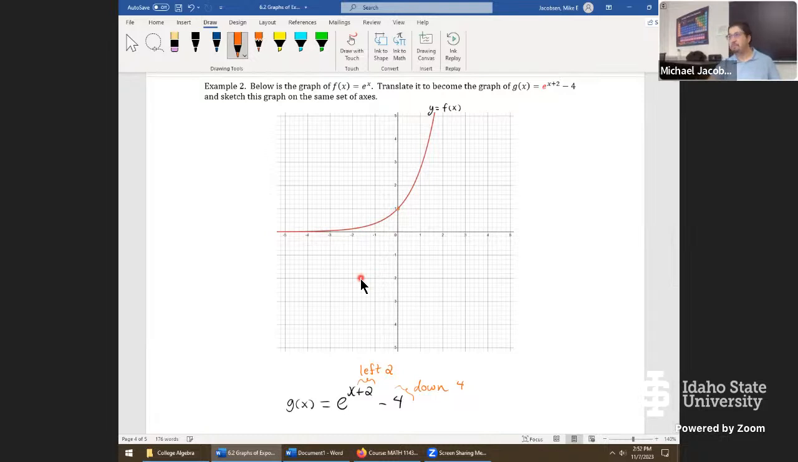And a good first point to move might be this one. This is its initial value. So it's going to be going down 1, 2, 3, 4. It's ending up at negative 3.